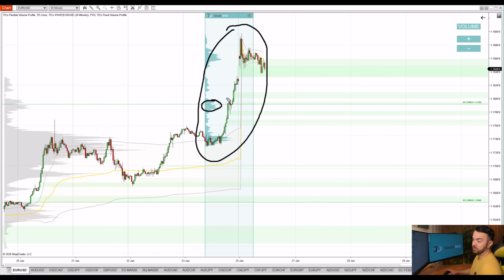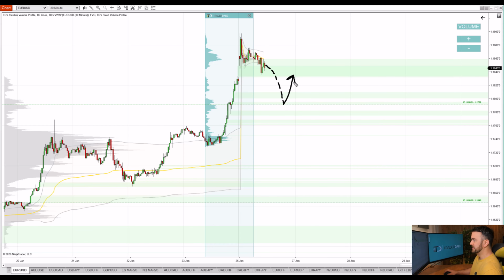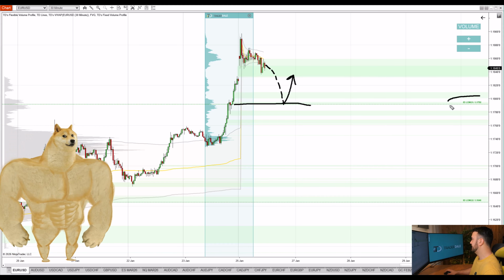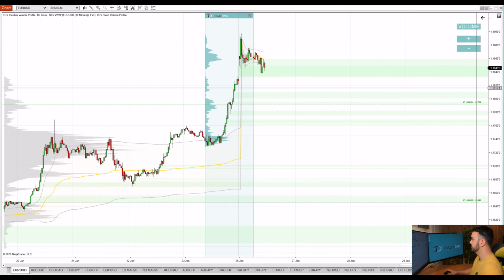It represents a place where buyers were active, adding to the long positions as they were pushing the price up. Alright, so that's what I want to trade. I'm waiting for a pullback, and I will want to go long from there. That level here is at 1.1792. So that's the volume profile setup here.